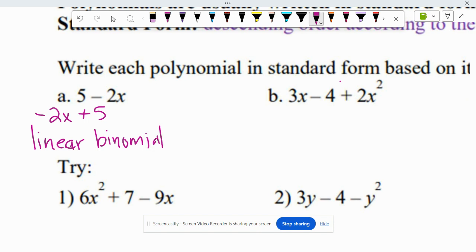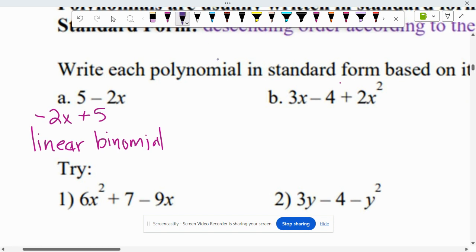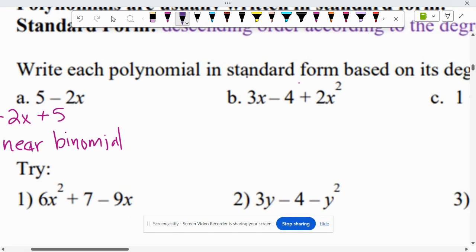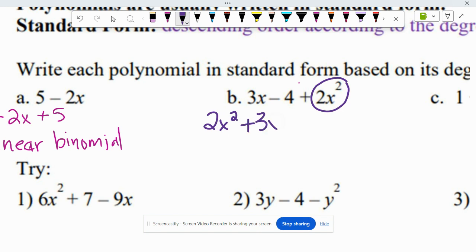Uriah, put it in standard form for me, please and thank you. Okay, whoa. Where are you? Are you on example B? Hang on. What is next to that x? Okay, so we're right here. How do you say that? 2x squared, that's the first term. 2x squared. Next, plus 3x minus 4.